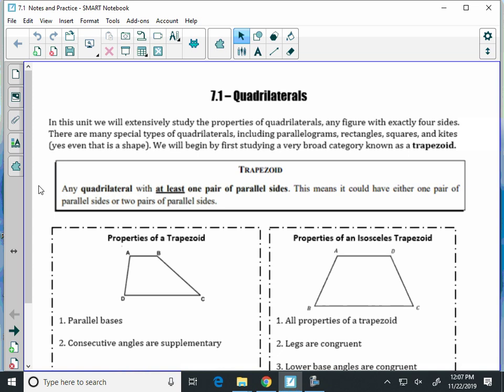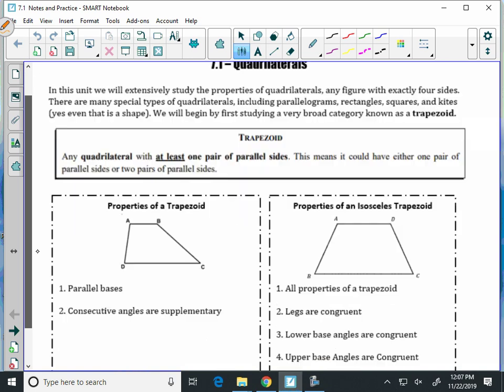And a trapezoid is any quadrilateral with at least one pair of parallel sides. Let's have that minimum. One pair of parallel sides. This means it could have either one pair or two pairs. Some properties of trapezoids. There's two types of trapezoid.